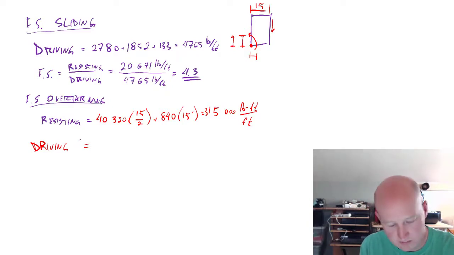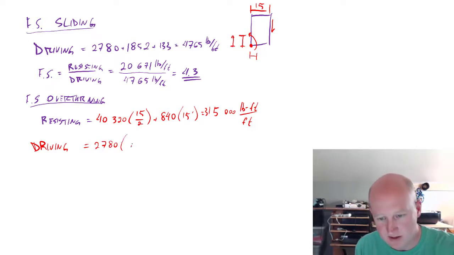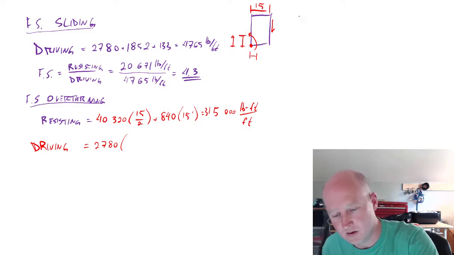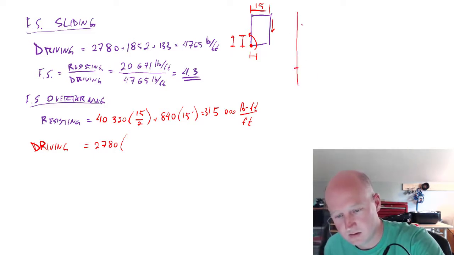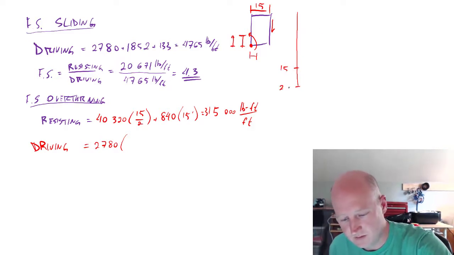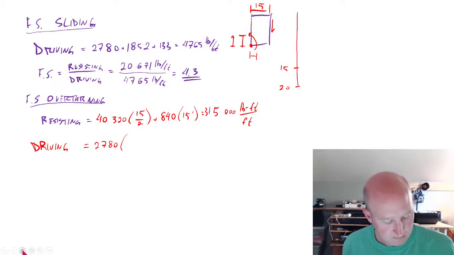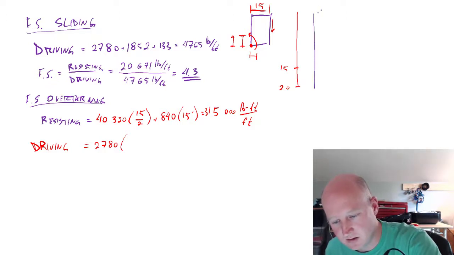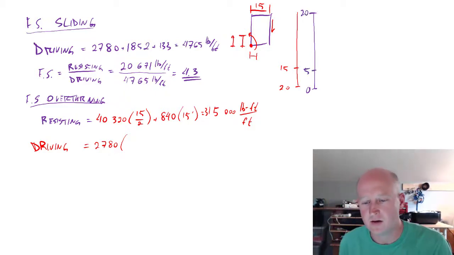So the first one, 2780, is because we've got first, so the first, I think it might be helpful to redraw this figure. Let me redraw that. So here's 15 feet, here's 20 feet from the top. But another way to think about this would be to say, here's our point of rotation, so that's 0, and then 5 feet, and then at the very top it'd be 20 feet. So that's a moment arm.